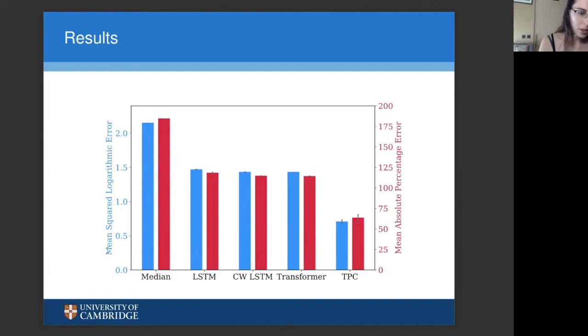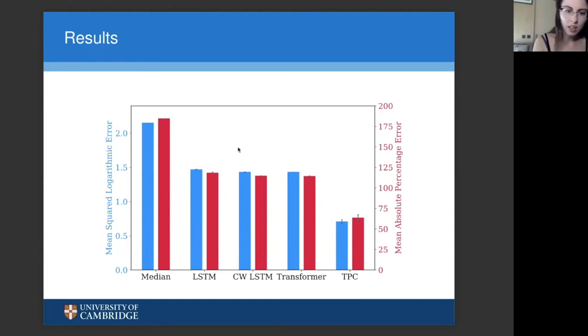So on the left, I'm showing the mean squared log error, which is the thing that we actively minimized in our optimization. And then on the right, we have a more interpretable metric for humans to interpret, which is the mean absolute percentage error. So this is the percentage that is wrong by on average. So we can see this is quite high. For a median model, it's going to be 175% out on average, which is, yeah, not very useful.